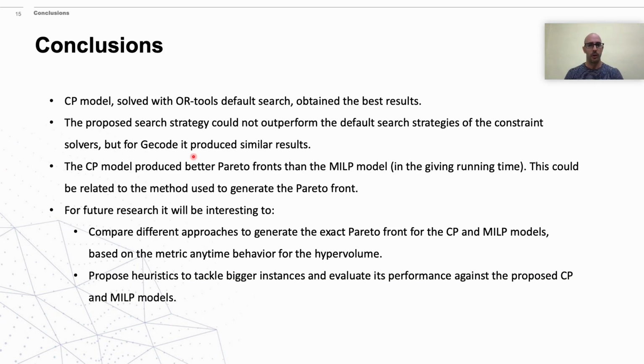Considering the previous results, we can conclude the following. The CP model solved with the ORTools solver using the default search obtained the best results. The proposed greedy search strategy could not outperform the default search strategies of the constraint solver, but for G-code it produced very similar results. The CP model produced better Pareto fronts than the MILP model. This could be related to the method we use to generate the Pareto front, but we need to research further why this happened.